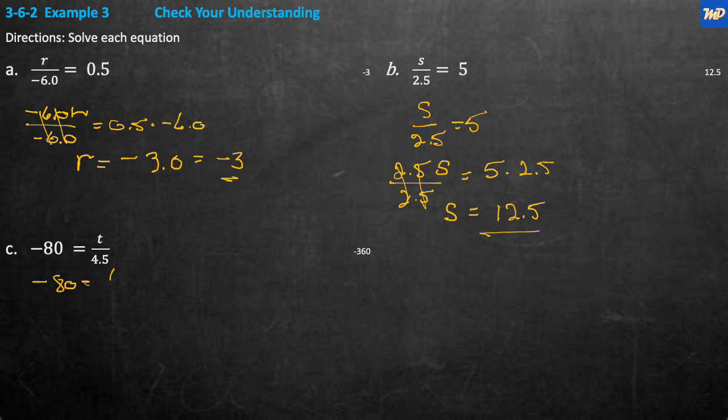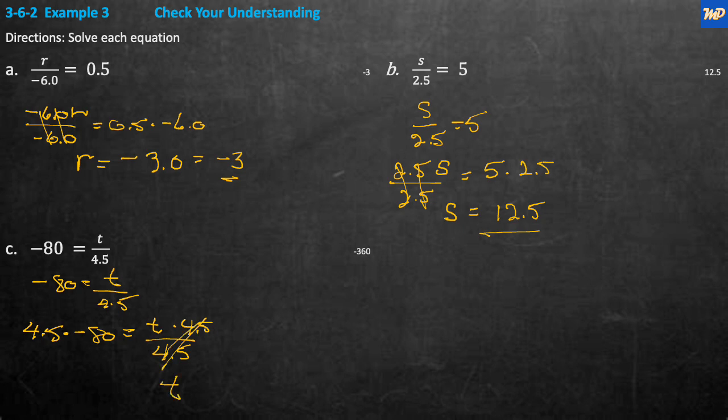Okay? And now for C, we have 80 minus 80, or negative 80, is equal to T over 4.5. Well, in order to get rid of that 4.5 in the denominator, we have to put one in the numerator. In order to get one in the numerator, we have to put one on both sides of the equation. So it's going to be 4.5 times minus 80 is equal to T times 4.5, the one we're putting in the numerator, over the one that we already have, 4.5, in the denominator. And those two cancel, and we're left with a T.